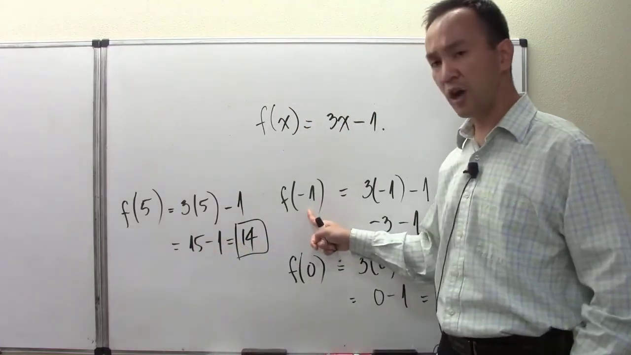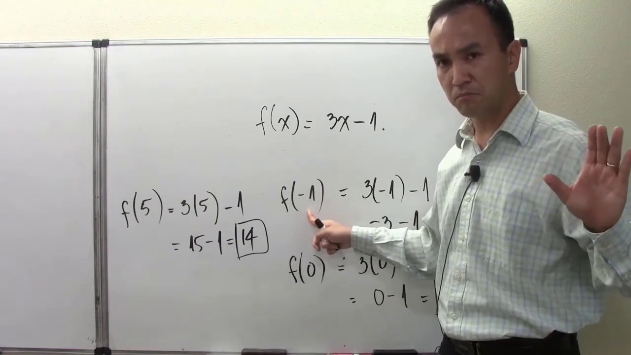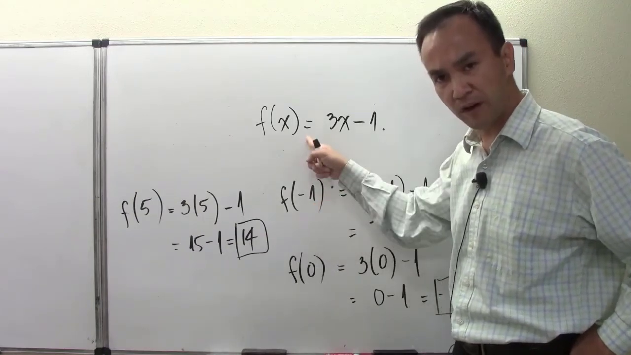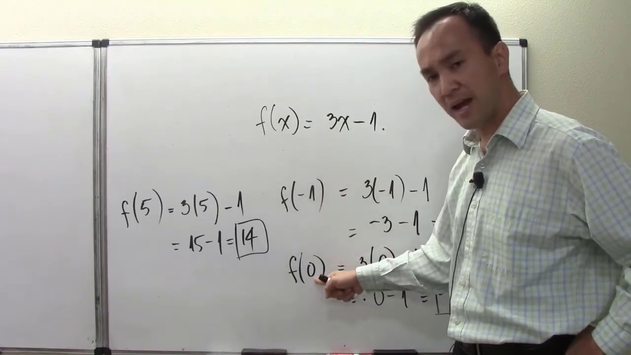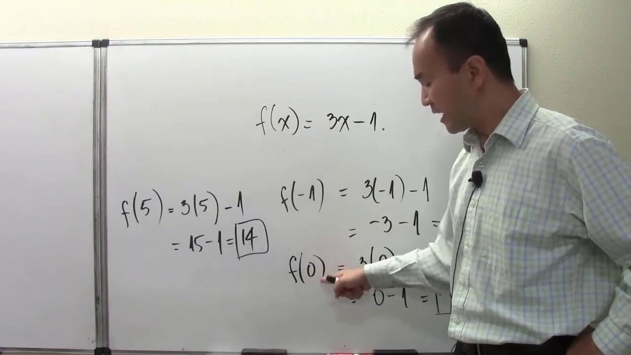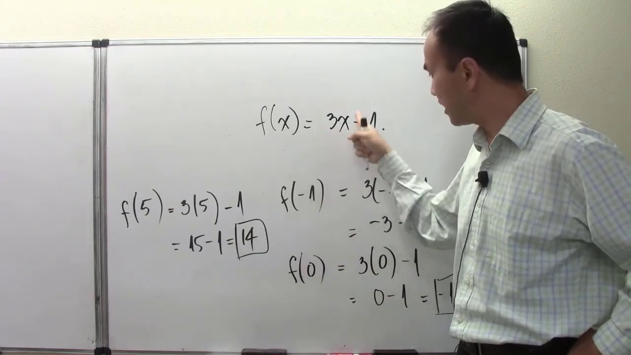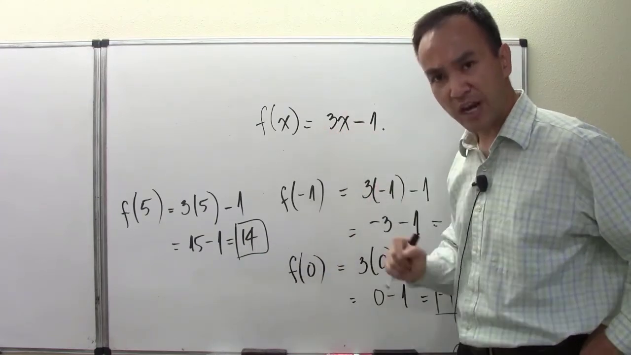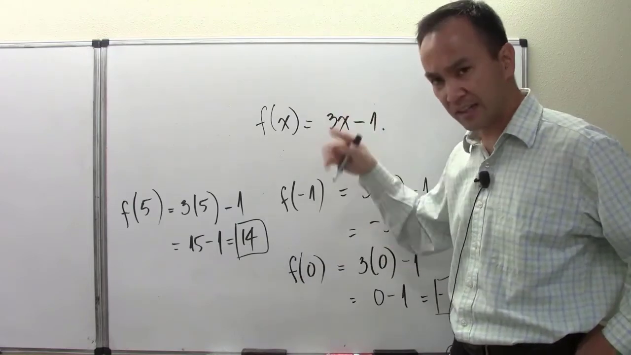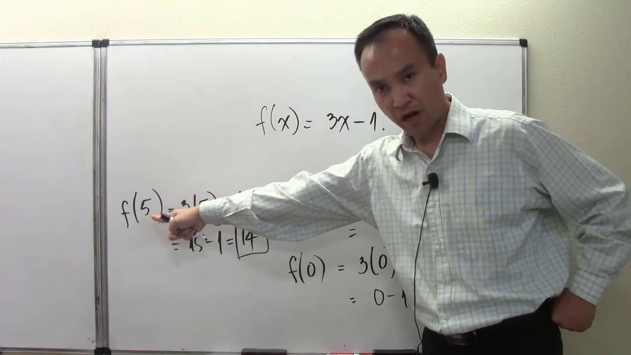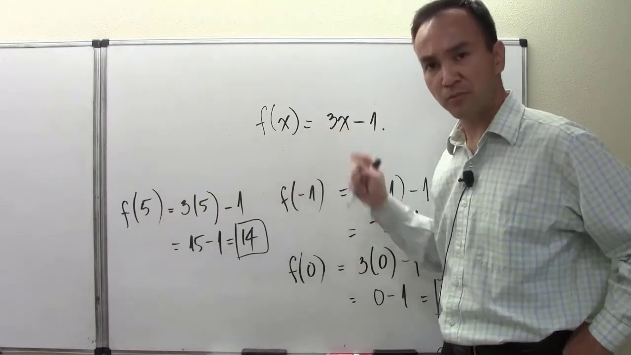So there's nothing bad about substituting a negative input into this function, into this rule. There's nothing bad about substituting an input 0 into this function, because the rule only involves multiplication and subtraction, and sometimes addition. And then the same with positive inputs. Nothing's wrong with an operation like this.